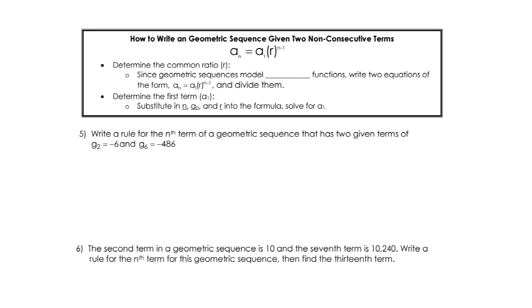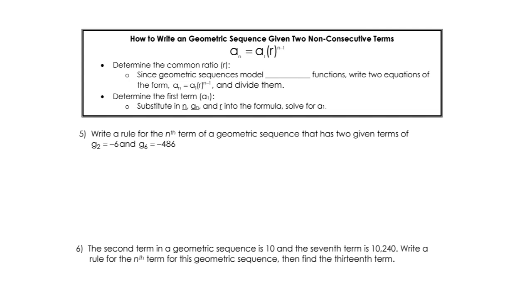All right, guys, we're on the back side of day 3 notes, and we talked about doing arithmetic sequences with 2 non-consecutive terms on the front side. So now we're going to do geometric with 2 non-consecutive terms on the back side. Remember that the 2 pieces that we need to know are the common ratio and the first term.